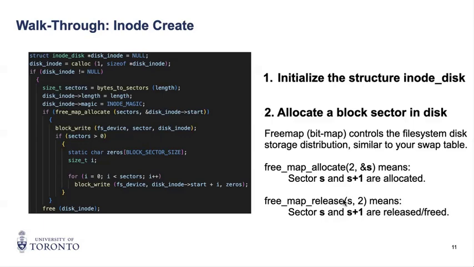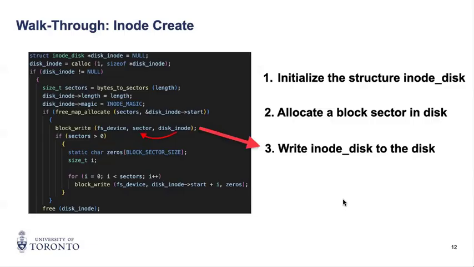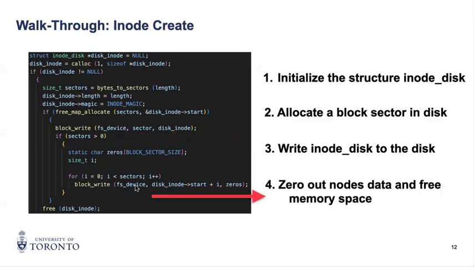Okay, let's continue. Number 3, we have to write this inode disk to the disk, right? Otherwise, nobody is going to be aware of our file system changes. Right, so here block write takes the disk inode and writes it into the sector. This is usually how you should use the block functionalities. And in the end, we zero out any data and free the memory spaces we allocated.